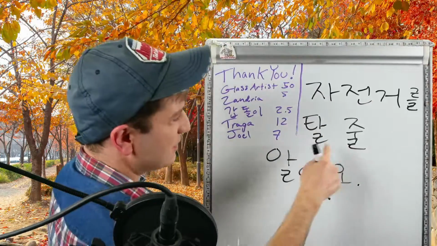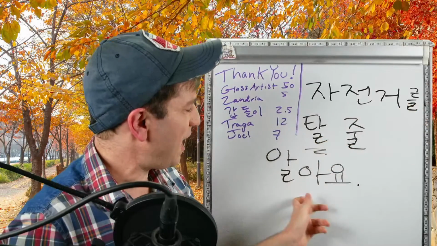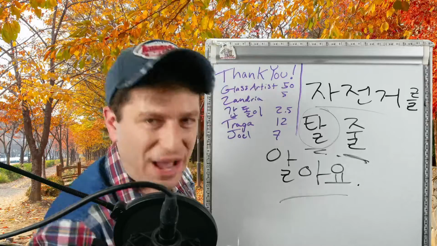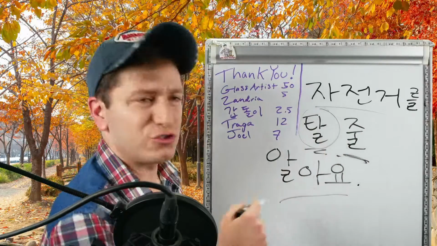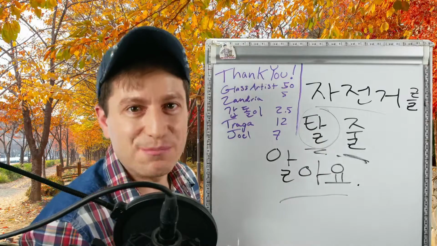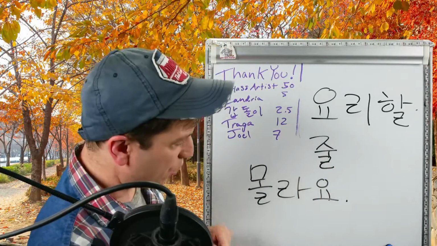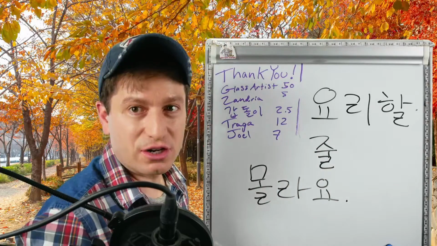자전거, a bicycle. 타다, to ride. So to ride a bike. 자전거를 탈 줄 알아요. So I know how to ride a bike. 자전거를 탈 줄 알아요. Or 자전거를 탈 줄 몰라요. I don't know how to ride a bike. 요리할 줄 몰라요. So I do not know how to cook. 요리할 줄 몰라요. I don't know how to cook.